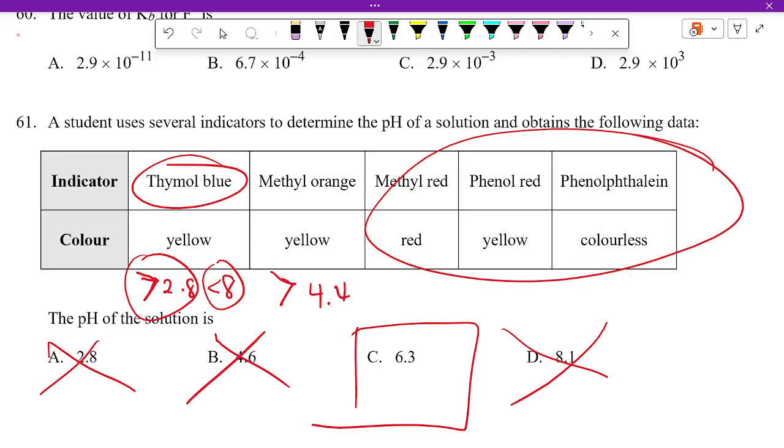The answer key says what? The answer key says B. Oh, I guess B is greater than 4.4, because I'm a dummy. We do need to keep going.